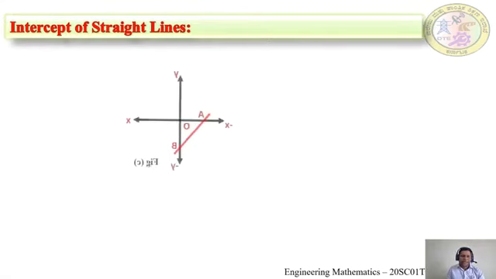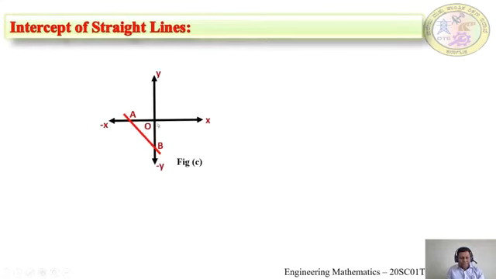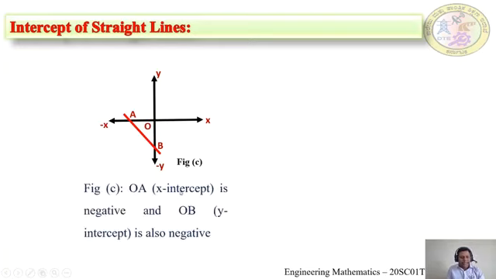Third case, that is figure C. We can observe here OA, OB. You can observe A is on the negative x-axis and B is on the negative y-axis. So in this case, OA is on the negative x-axis, OB is on the negative y-axis. Therefore, both the x-intercept and y-intercept are negative here. Both are negative, because the x-axis is negative and the y-axis is also negative. Since A and B lie at those points, both the x-intercept and y-intercept are negative.